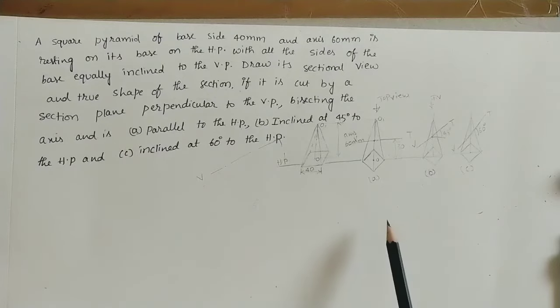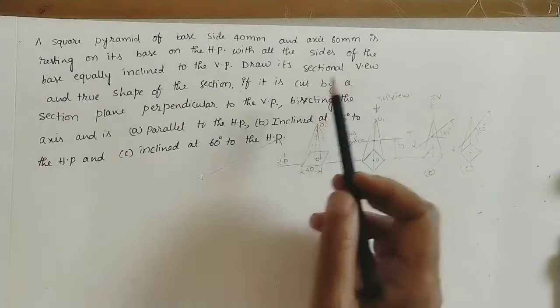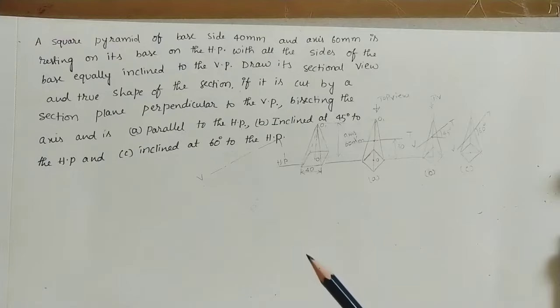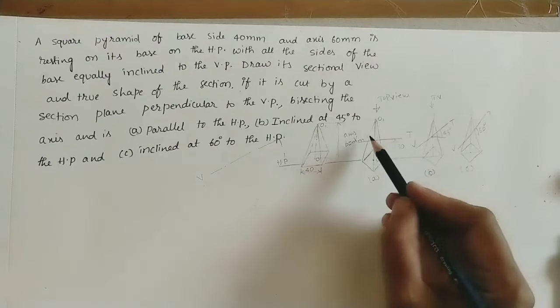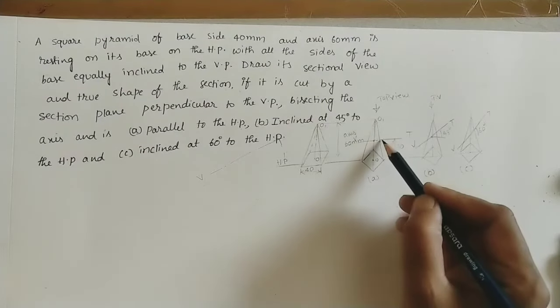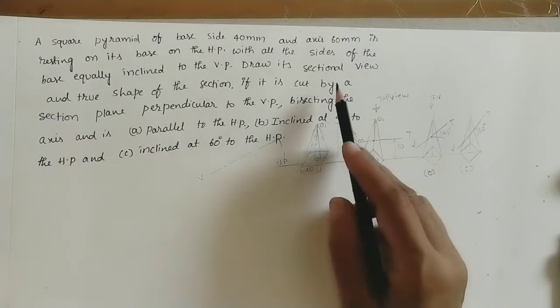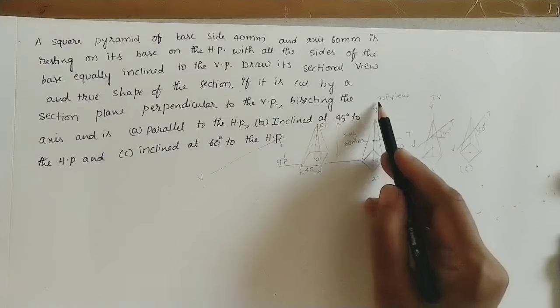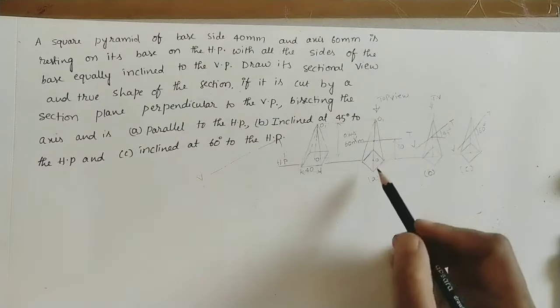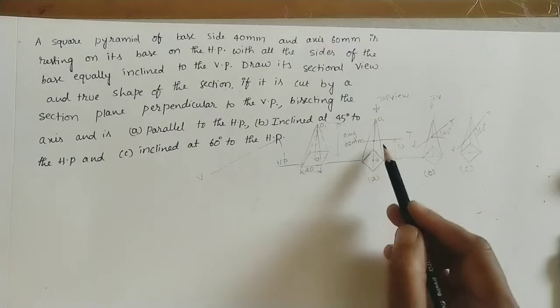After that, here we have to find the sectional top view as well as the true shape of the section. Here we are taking the cutting plane, we are removing this part of the pyramid. So the remaining part we are taking. For it we are doing the sectional top view. Sectional top view means from the top we have to see whatever remaining pyramid is here.